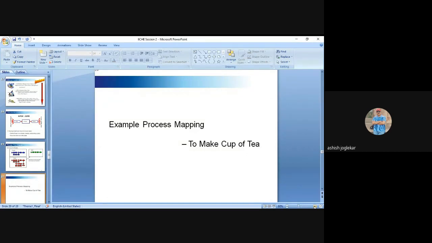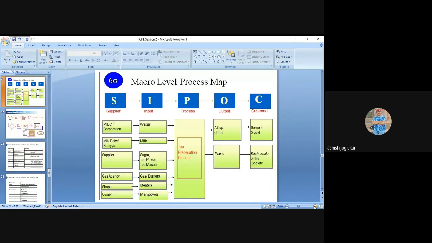We'll take 2-3 examples of process mapping. So first is preparing a tea. Are you able to see now? Yes, sir. The macro level process map is the slide that we are showing. Yes, sir. Okay, okay.